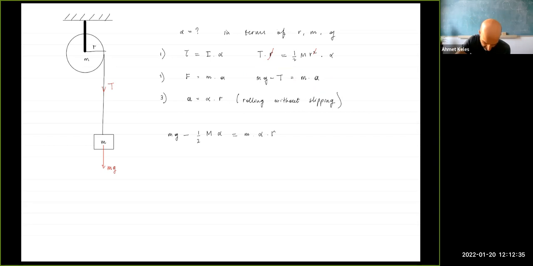So I have something with, okay, I think I forgot one of the r's here. So one r is gone, I forgot to write the other one. So this is m r alpha. Good.